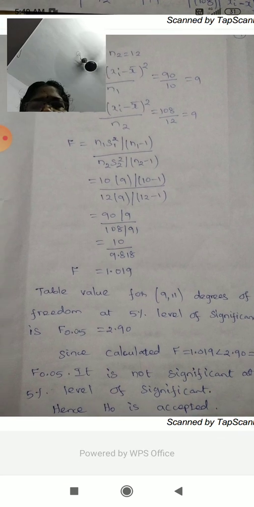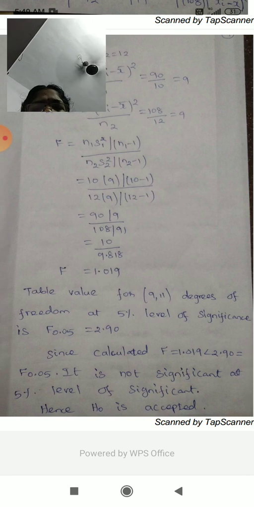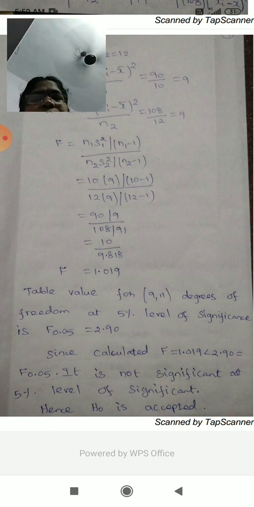Since the calculated value is 1.019, which is less than the table value, it is not significant at the 5% level of significance. Hence H naught is accepted.